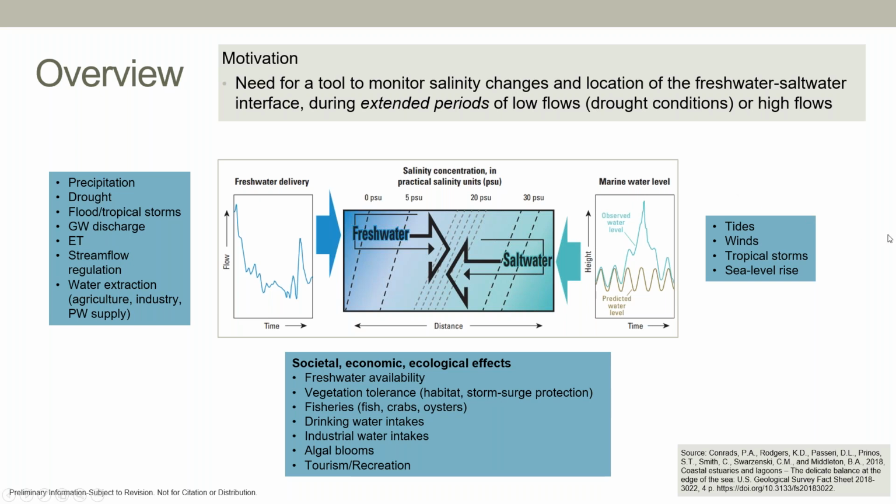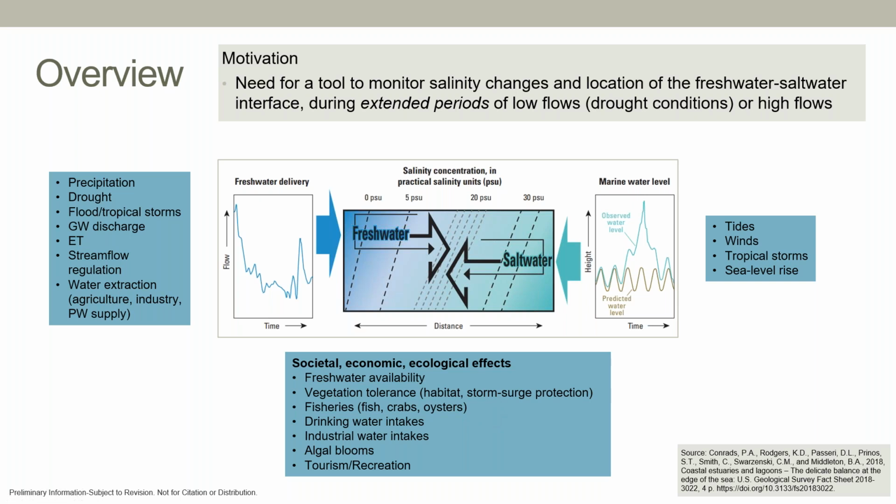So droughts and floods affect the location of the freshwater saltwater interface. This graphic in the middle shows how the interface will move towards the coast with high river discharge seen during flooding, or how the freshwater saltwater interface will move inland due to either high tides or low river discharge seen during drought. The location of this freshwater saltwater interface is important, and it affects freshwater availability, vegetation tolerance, and fisheries, among other things.